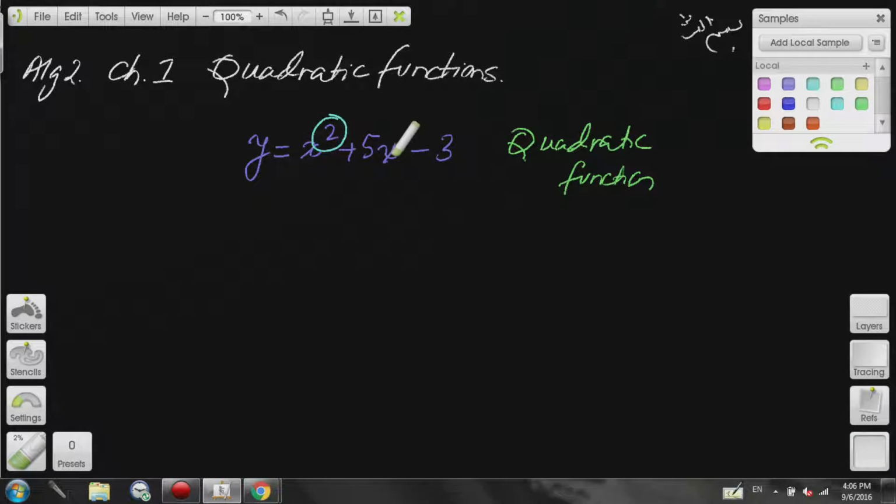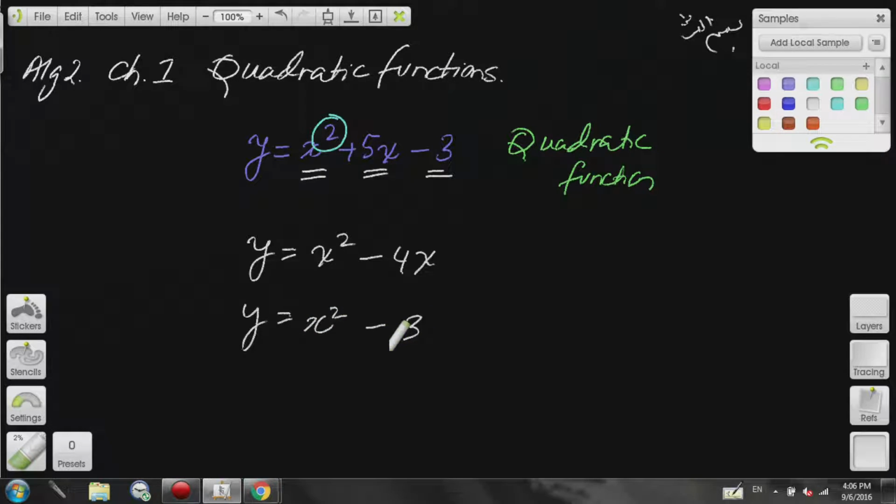Now, a quadratic function, at most, will have three terms. It doesn't have to have three terms. Here's another quadratic function. This one only has two. And here's another one. This only has two. Here's another one. This one only has one. But you see, all of these are second-degree functions. Correct? These are all second-degree polynomial functions.